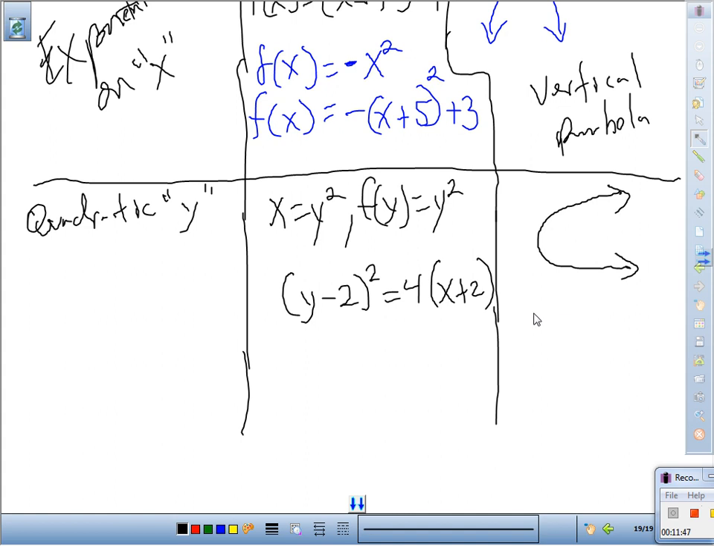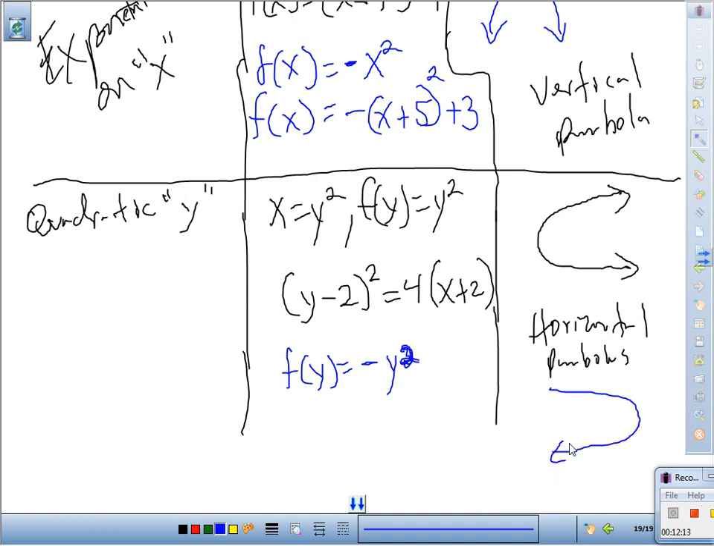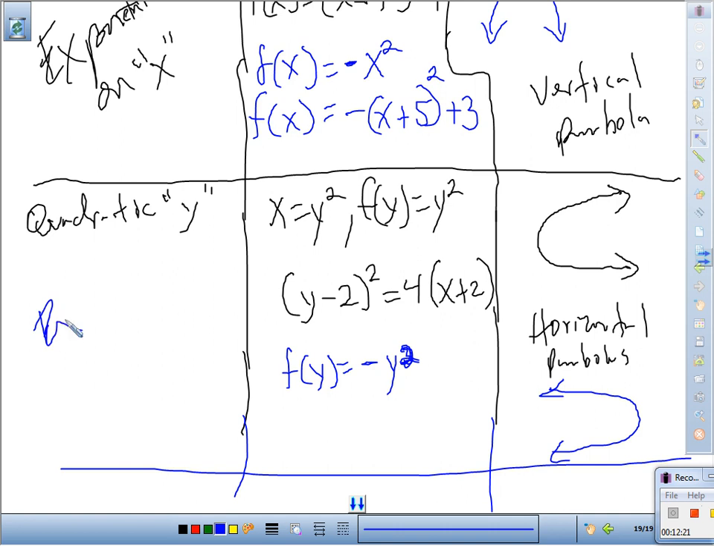What are these known by? They're known by horizontal parabolas. All right, Mr. Q, what if it was like this? F of y equals negative y squared, sorry, y squared. What does that happen? It inverts it the other way. So what do you guys notice on all the equations? Exponent on y only.